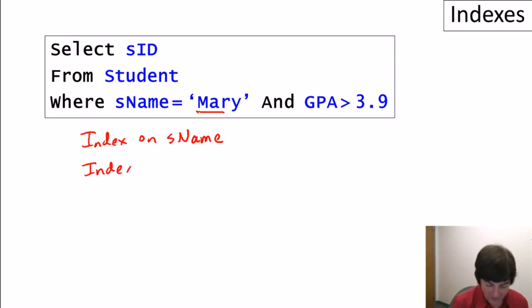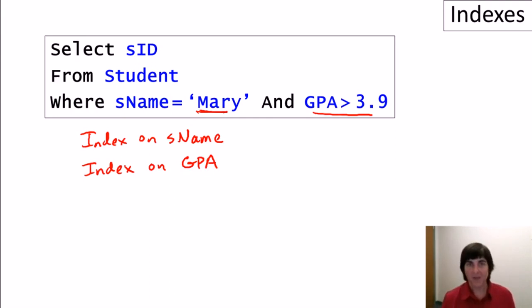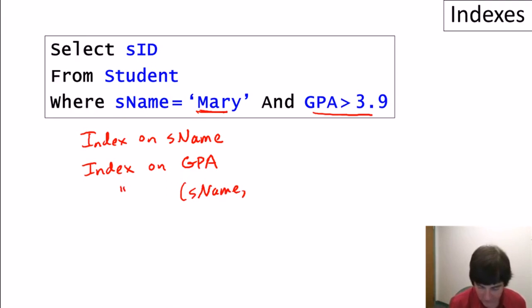Alternatively, we might have an index on the GPA. In that case, the system will use the index to find the students whose GPA is greater than 3.9 and then look and see if their name is Mary. Finally, it's possible we could have an index on the two attributes together. So we could have SNAME, GPA together, and then this index can be used to simultaneously find students that have the name Mary and the GPA greater than 3.9.